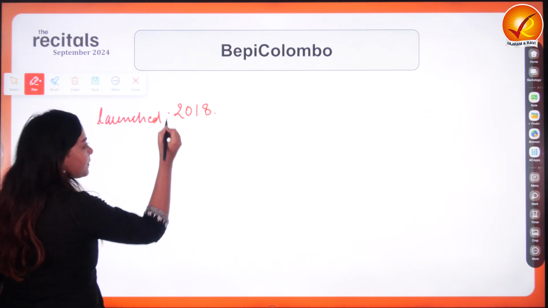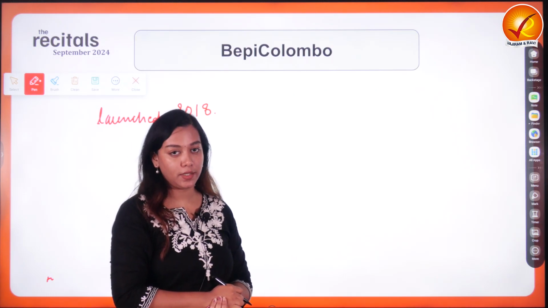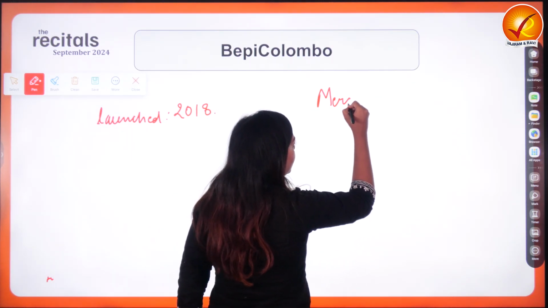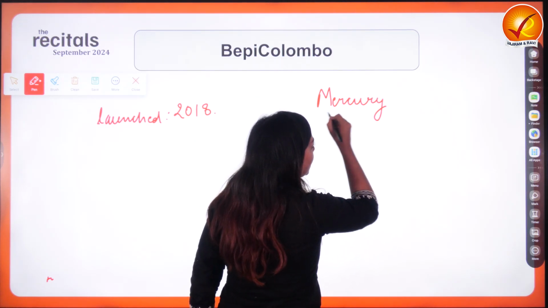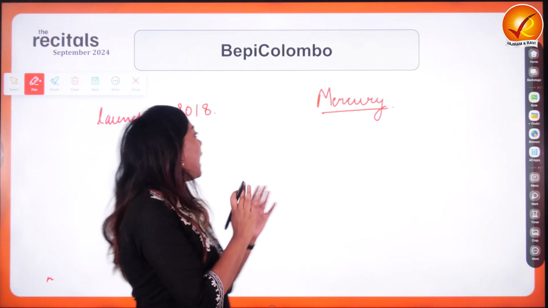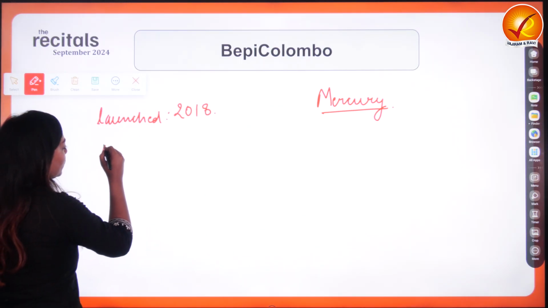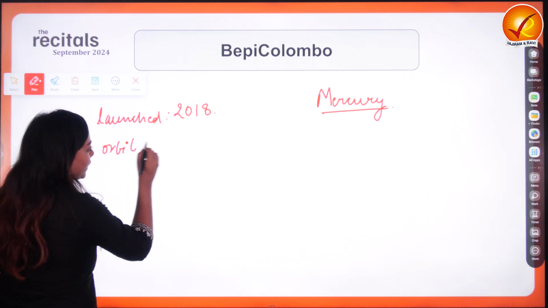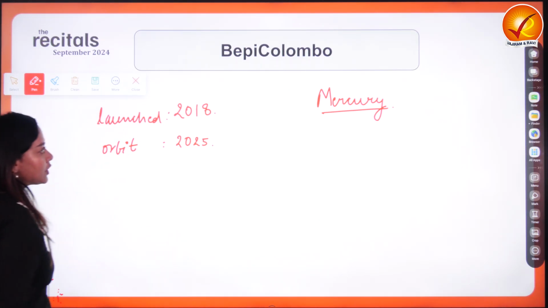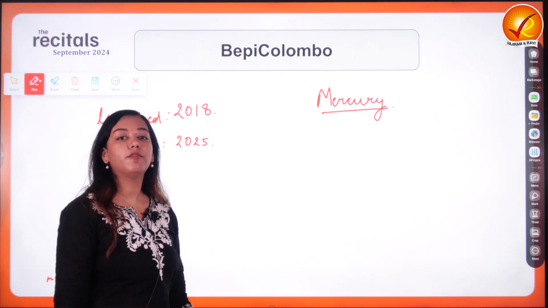Since then, it has been traveling towards the orbit of Mercury. So we will be reading about the planet Mercury as well, and how it is very unique in nature, and what the similarities and differences are with respect to Earth. And coming back to this, it is supposed to enter into the orbit of Mercury in the year 2025. So for now, what it has achieved is giving us a clearer image of the South Pole of Mercury.